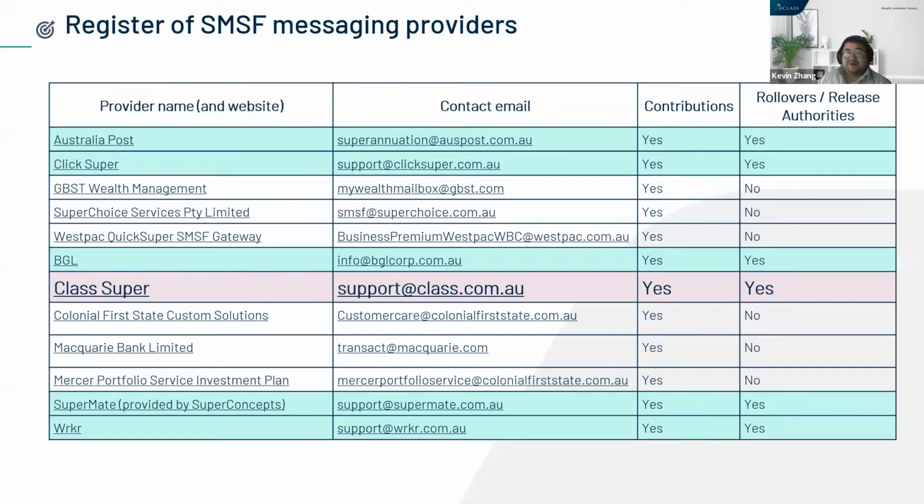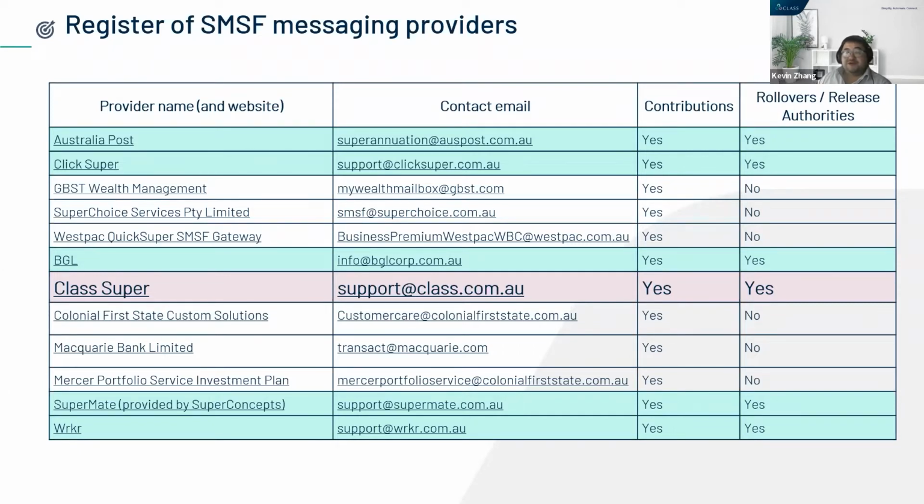As you can see, even though they have about a dozen registered ESA providers that support contributions, there are only 6 commercial providers in the market that support both contributions and rollover and release authority. 3 of them are related to software providers, and Class is one of them. The other 2, Clear Super, which has an alternative solution called Worker, the last one in the list, and Australia Post being the second one, are the 2 commercial providers currently supporting rollover and release authority, but there are fees attached in order to use their services.